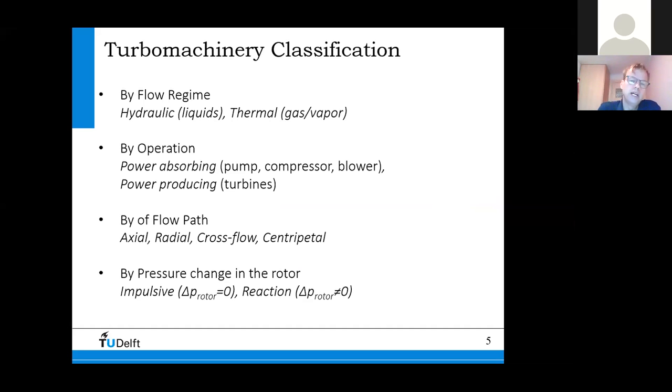Another important one is the pressure change in the rotor. We discussed this. If you have a fully impulsive rotor, then the pressure change is achieved in the stator, and in the rotor you only have a deflection of the velocity. In a reaction turbine or compressor, you also have a change in pressure in the rotor. So with an impulse turbine, you only have a change in momentum in the rotor, and with a reaction turbine you also have a change in pressure in the rotor. You can show this in the blade shape of the rotor for an impulsive and a reaction turbine.